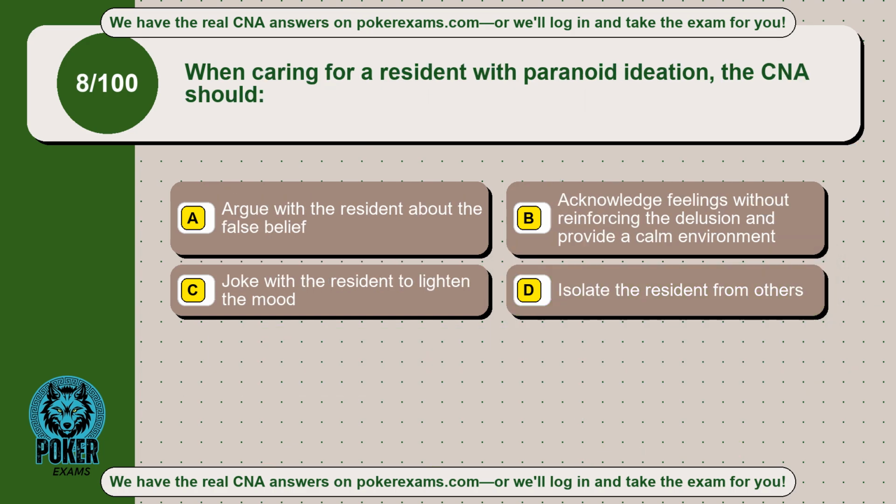Question 8. When caring for a resident with paranoid ideation, the CNA should: Option A. Argue with the resident about the false belief. Option B. Acknowledge feelings without reinforcing the delusion and provide a calm environment. Option C. Joke with the resident to lighten the mood. Option D. Isolate the resident from others.